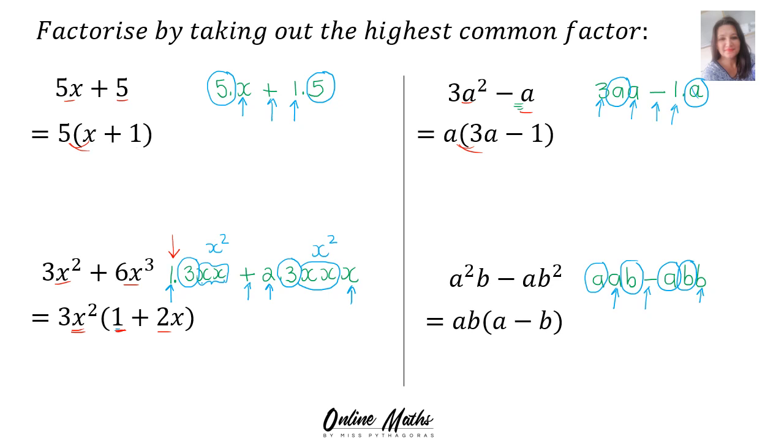We can also check whether we were right. Let's do that. That's good practice. ab times a is a squared b minus ab times b is indeed ab squared.